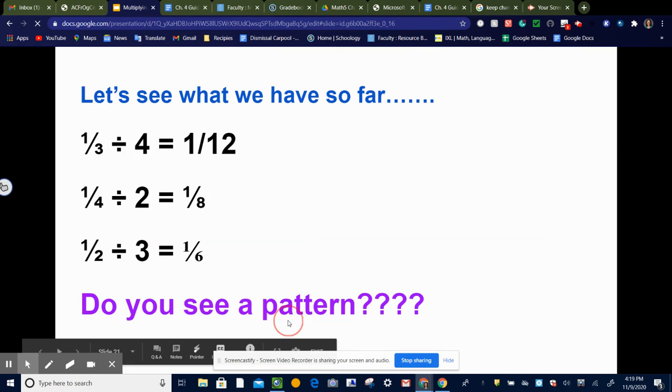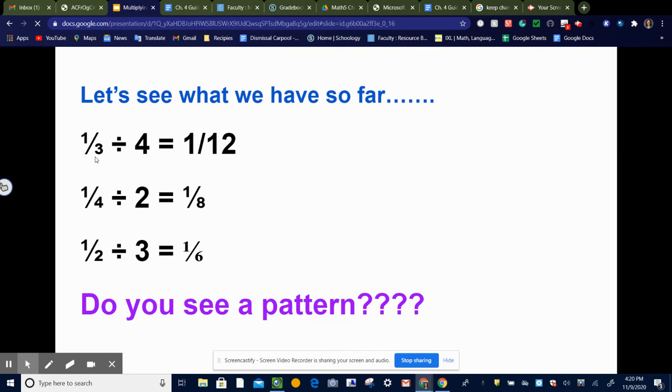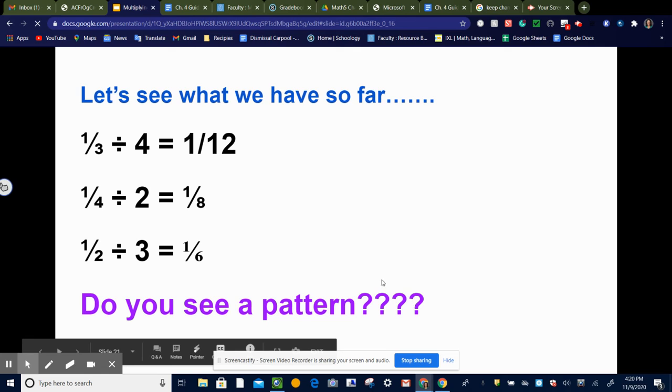So when we look at that, let's see what we've learned so far. We said that 1/3 divided into 4 parts, each part would be 1/12. Then the next one we looked at was 1/4 divided into 2 parts, and each part would be 1/8. And then the last one we had started with 1/2, and we divided it into 3 parts, and each part was 1/6. So I want you to pause the video for a minute and see, do you see a pattern?